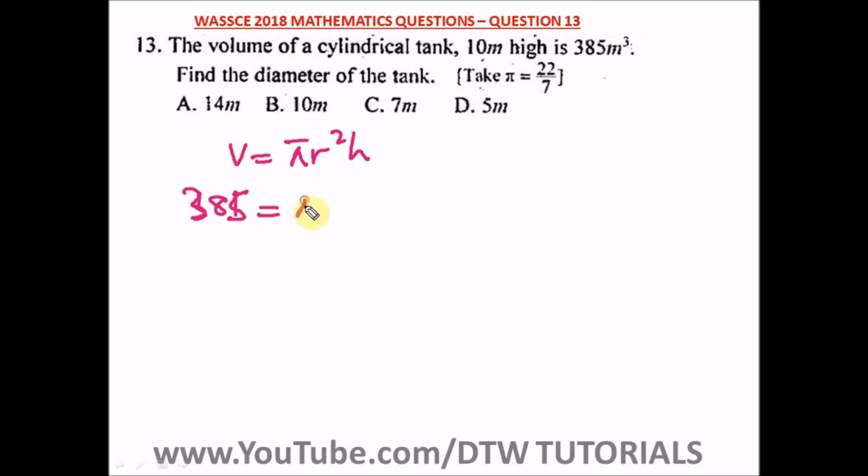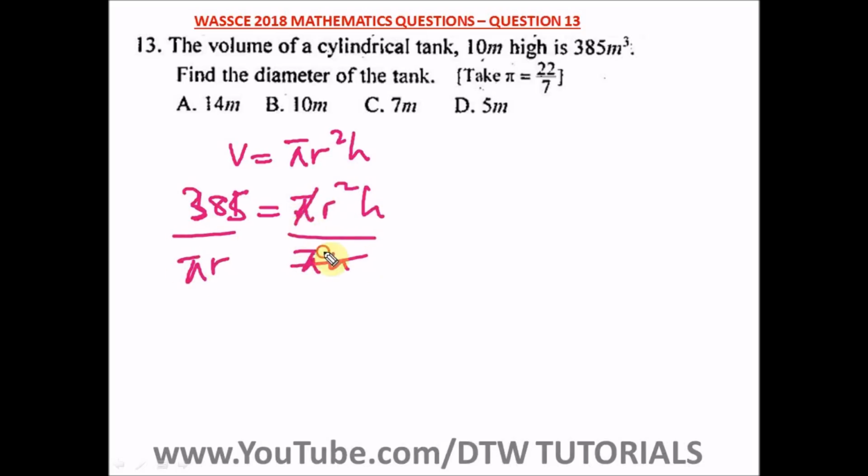All right, we've been told the volume is this, so 385 is equal to pi r square h. We are told to find the diameter of the tank. So it means that we don't know the radius, but we are given the height, and we're given pi as 22/7. So we're looking for r square. Making r square subject of formula here, we divide both sides by pi h.